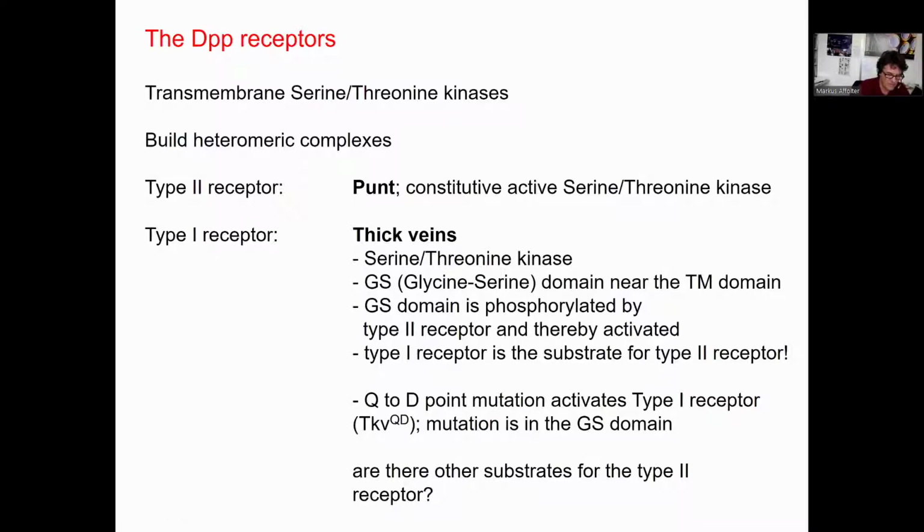That's about DBP. So all we have to explain now is how a molecule of that structure here can elicit responses, signals in receiving cells. For this, we need receptors, and these receptors we have seen, they're called Punt in Drosophila and Thick veins. So a little bit of the history.